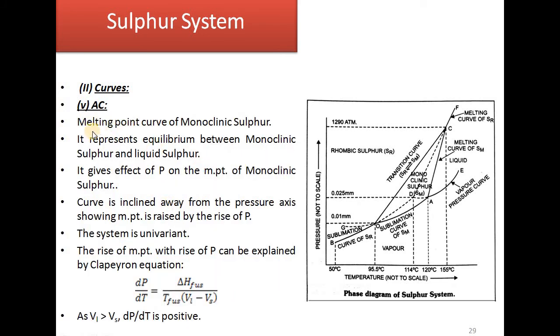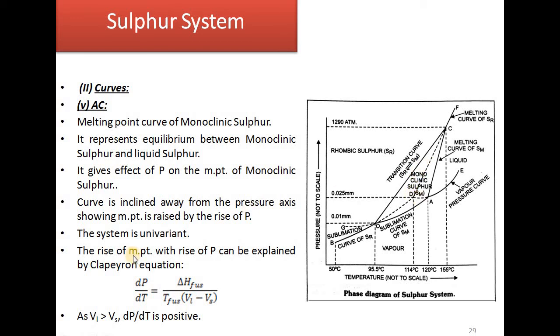Next one is the curve AC. It is the melting point curve of monoclinic sulfur. Along this curve, two phases in equilibrium are monoclinic sulfur and liquid sulfur. It gives the effect of pressure on melting point of monoclinic sulfur. The curve is inclined away from the pressure axis, showing that melting point is raised by the rise of pressure. As we are increasing the pressure, temperature is also increased. So we are seeing here melting point is raised by the rise of pressure. The system is again univariant.